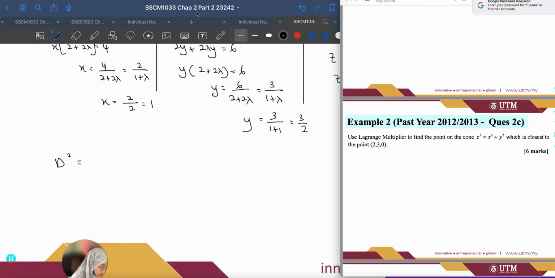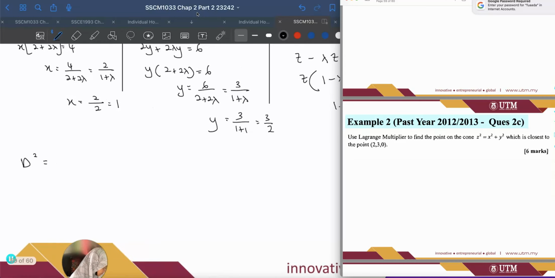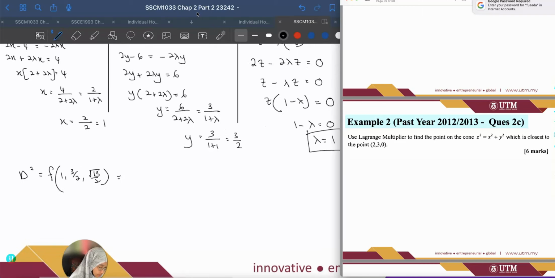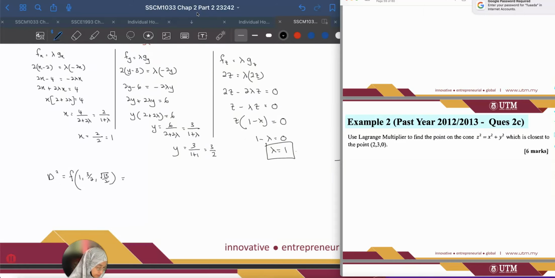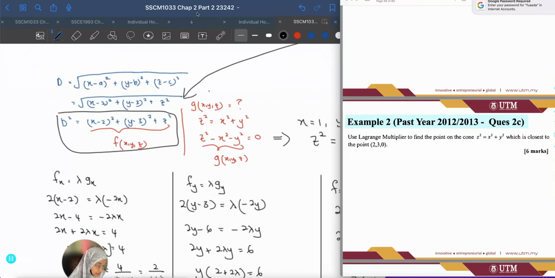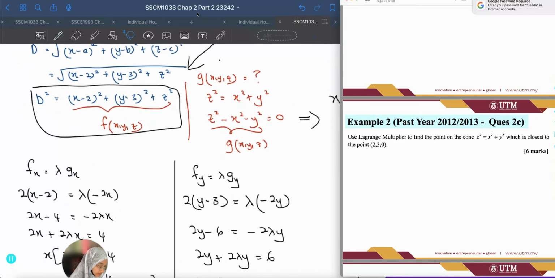D square is the function at the point (1, 3/2, 13/2), positive 13/2. So you have to evaluate that. Substitute into the formula, the function. Okay, let me copy this one, otherwise I cannot put it side by side.